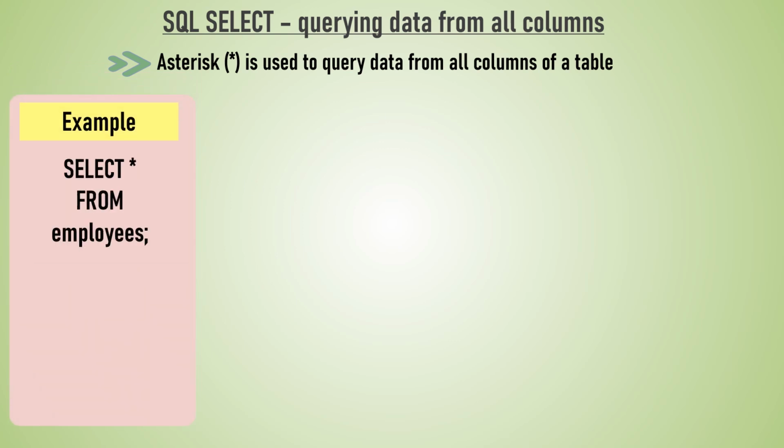SQL SELECT, querying data from all columns. Asterisk is used to query data from all columns of a table. This option is default, which selects all columns and rows from the database. Example: SELECT * FROM employees. This example retrieves data from all the columns of the employees table.